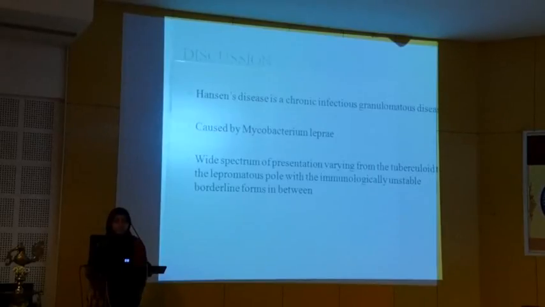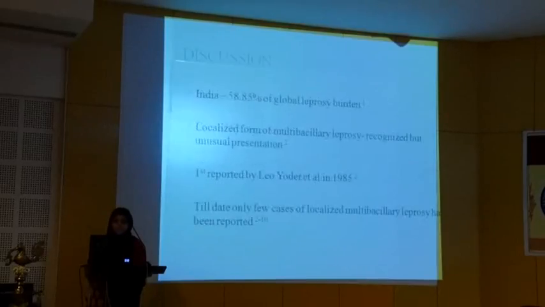It exhibits a wide spectrum of presentation, varying from the tuberculoid to the lepromatous pole, with the immunologically unstable borderline form in between, depending upon the individual's immune status. India accounts for 58.85% of the global leprosy burden.